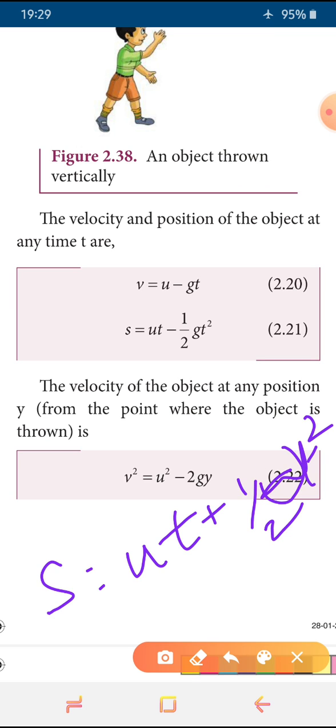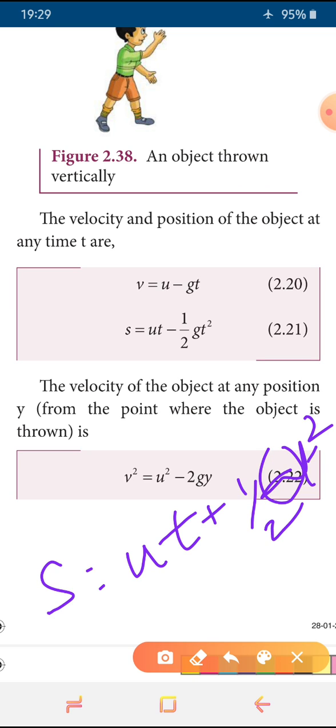Okay, a stands for what? Acceleration. Here, who is giving the acceleration? g is giving the acceleration. When it is moving upward it is minus, then minus half g t square. This is equation number 2.21. Like that, we get 2.22 from the third equation of motion.